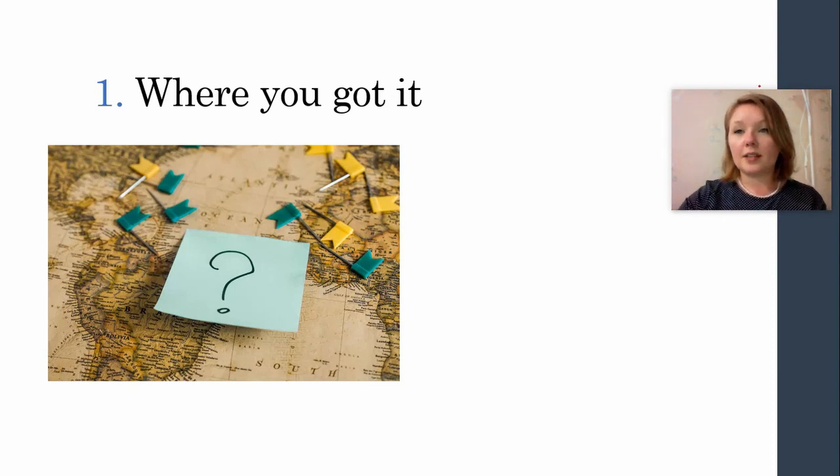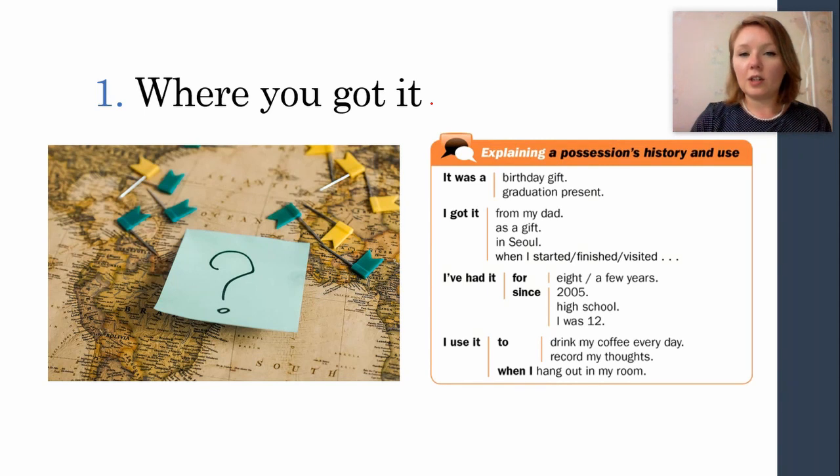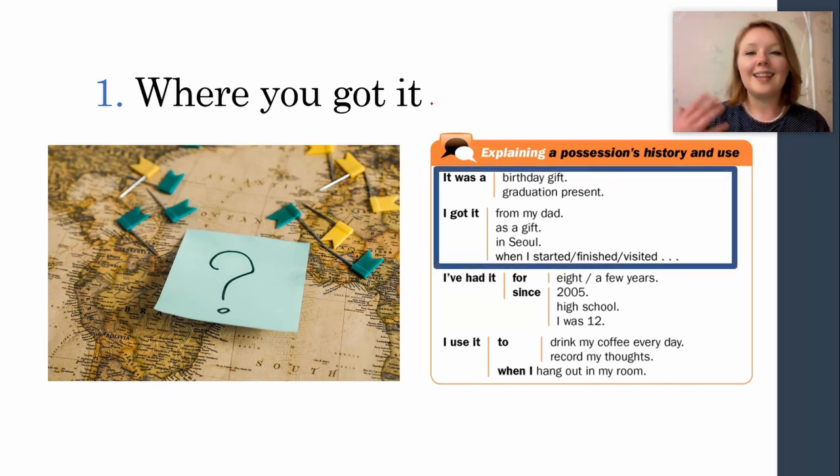So, let's begin by talking about where you got it. Where, of course, means where did you purchase it, where did someone give it to you, and so on. And these are the expressions we're going to look at in this session. So there are quite a few, right? But if we want to talk about where we got something, these are the terms we would use. It was a, and I got it. So let's look at these phrases in some more detail.